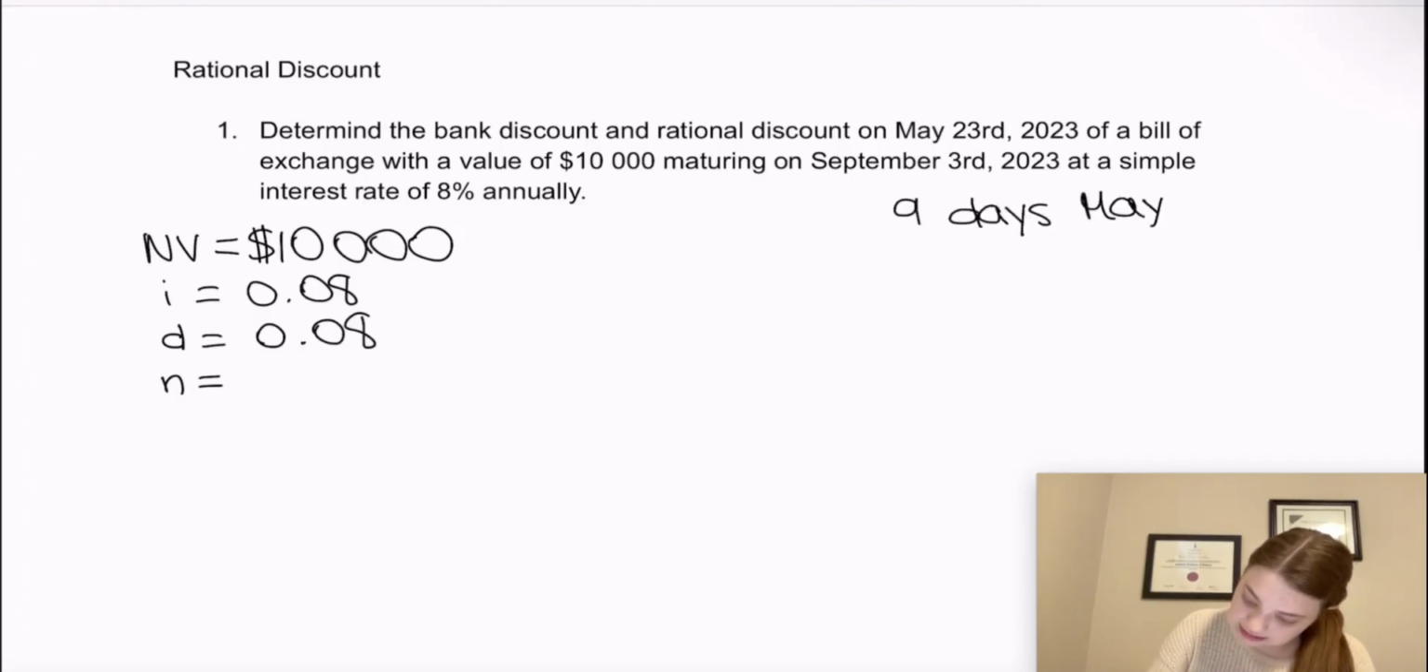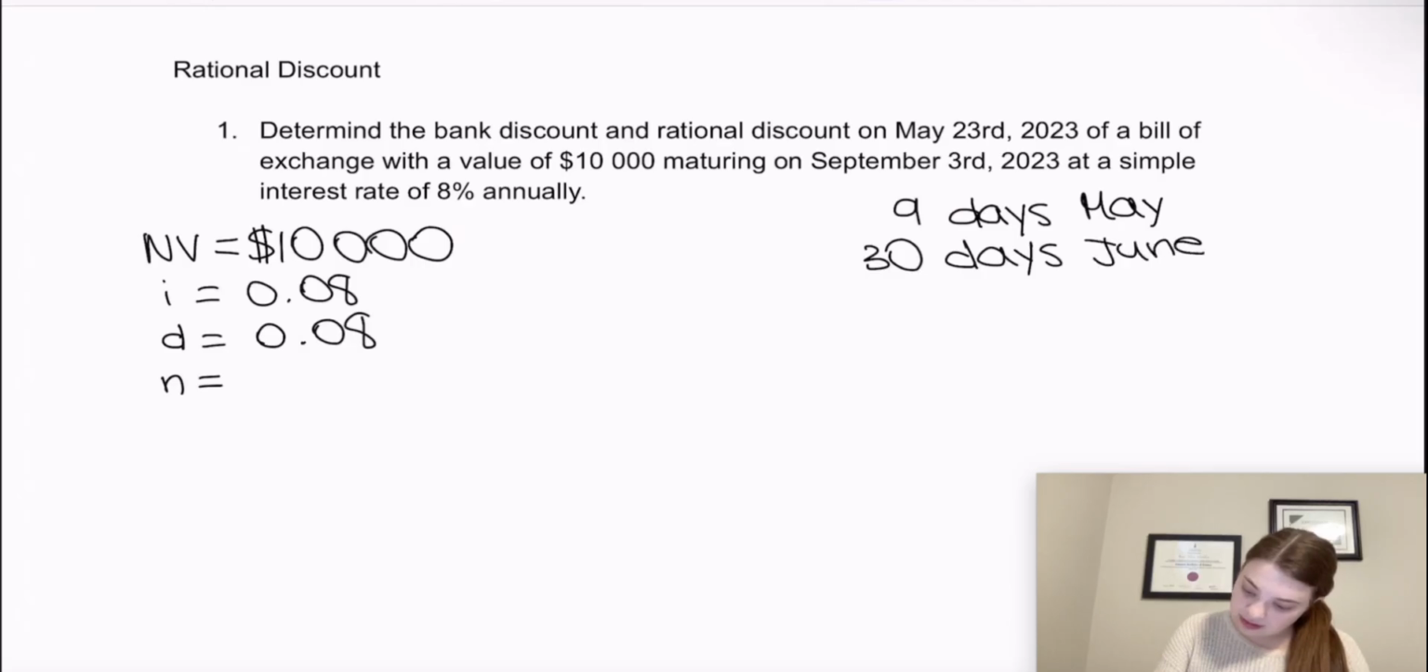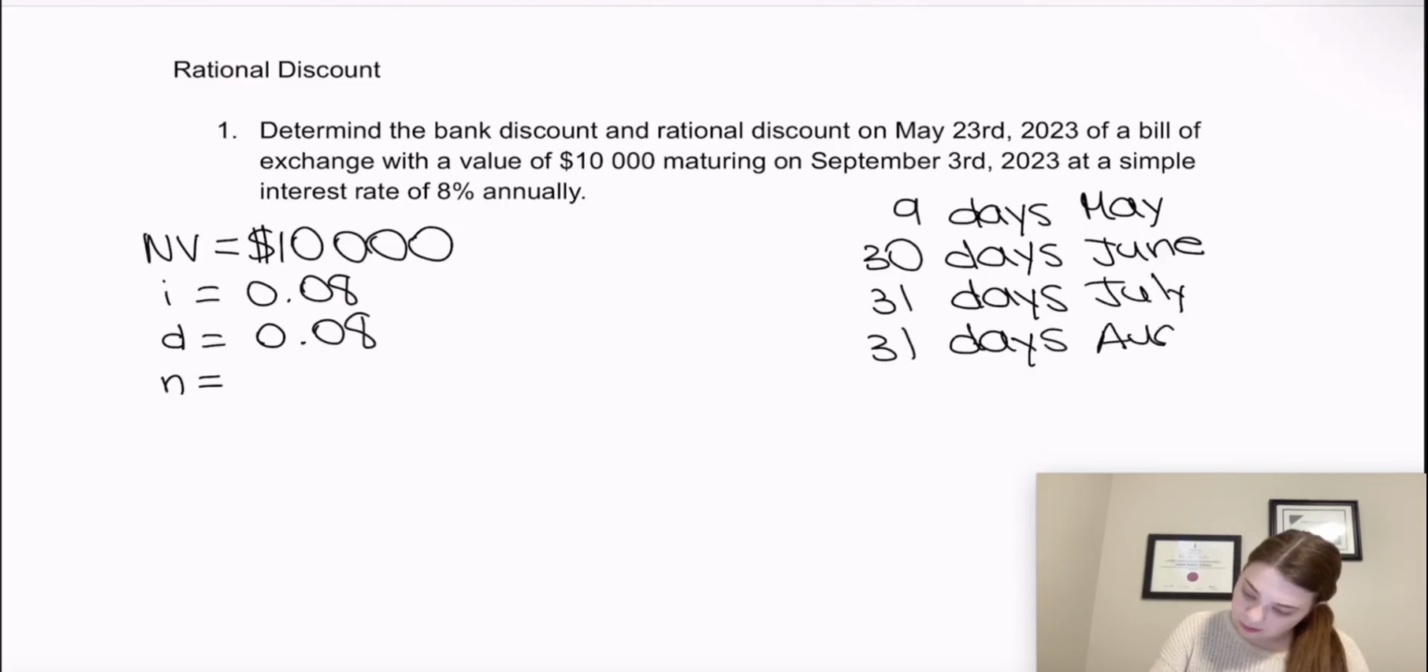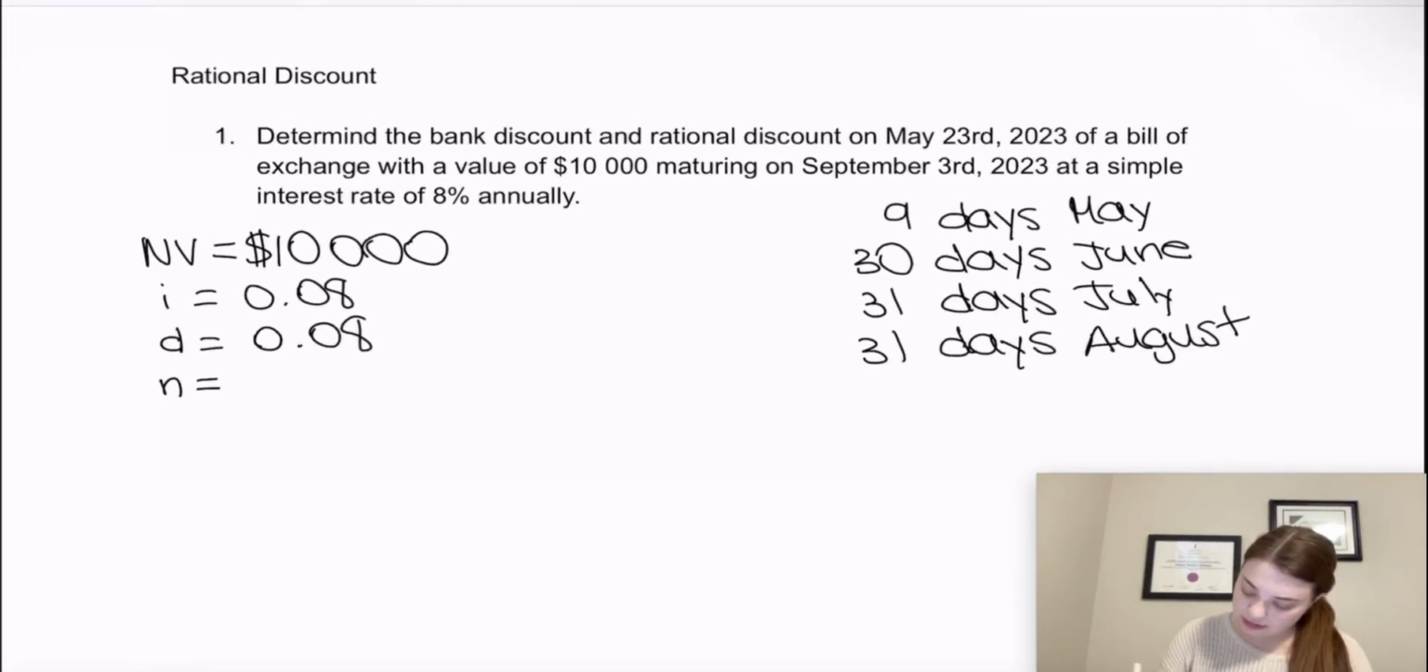Then all the days of June. All the days of June would be 30 days. So 30 days for June. Then July, all of July, which is 31 days. Same with August. August is also 31 days. And then September, we're just doing the first 3 days. So 3 days for September.